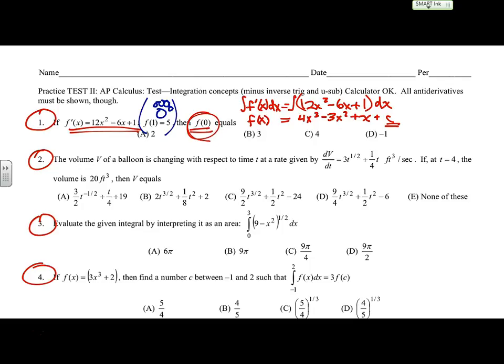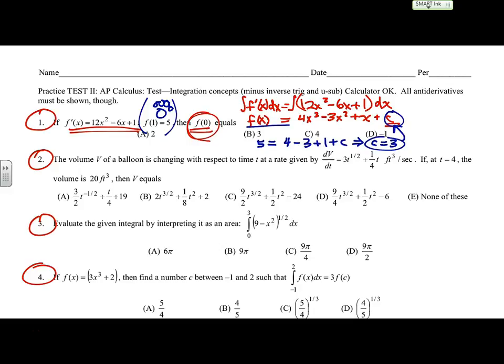When x is 1, f of x is 5, right? So plug in 1, that's 4. Plug in 1, that's negative 3. Plug in 1, that's 1, plus c. The clue tells us who c is. So 4 minus 3 plus 1, mental math, is that going to be 2? Subtract 2 from 5, and c equals who? 3. Now we can take 3, we can plug it back in, right?